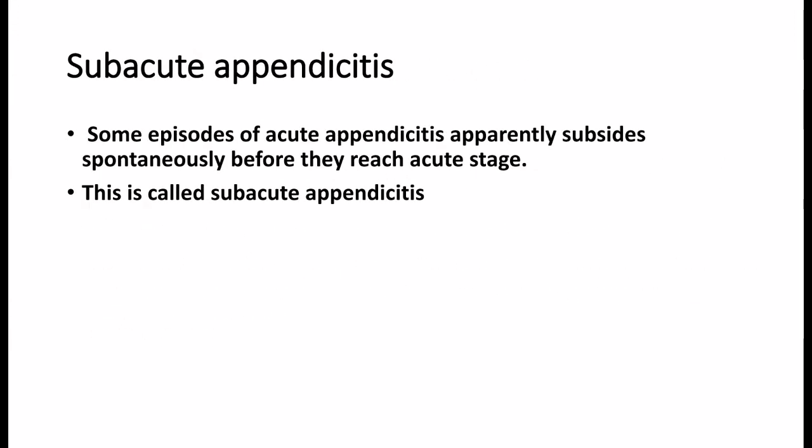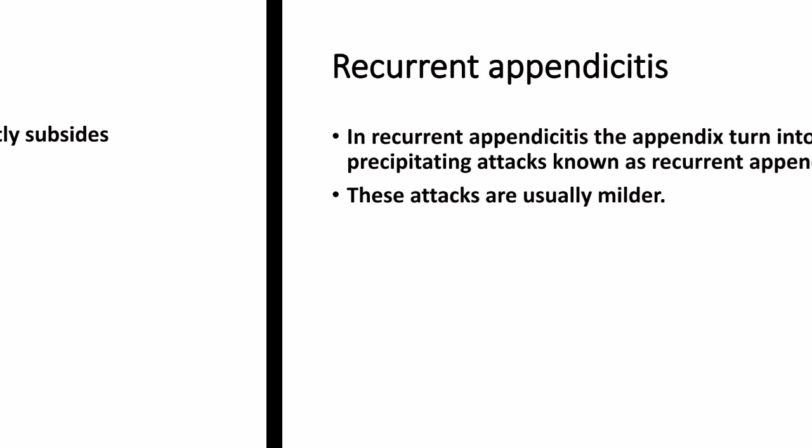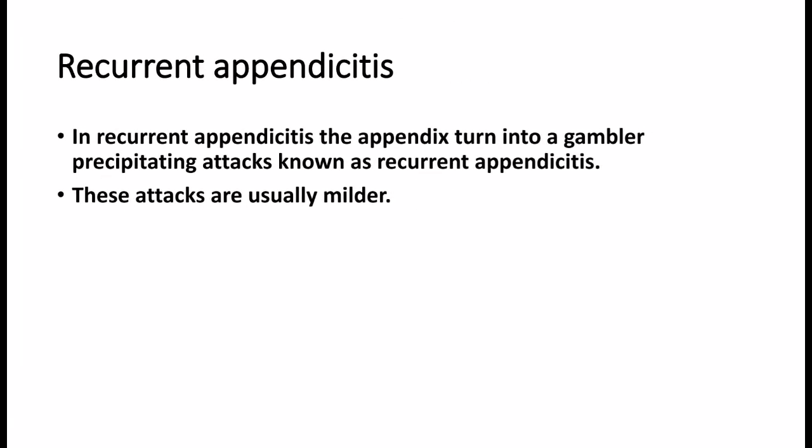Subacute appendicitis. Some episodes of acute appendicitis apparently subside spontaneously before they reach acute stage. This is called subacute appendicitis. Recurrent appendicitis. In recurrent appendicitis, the appendix turns into a gambler precipitating attacks known as recurrent appendicitis. These attacks are usually milder.